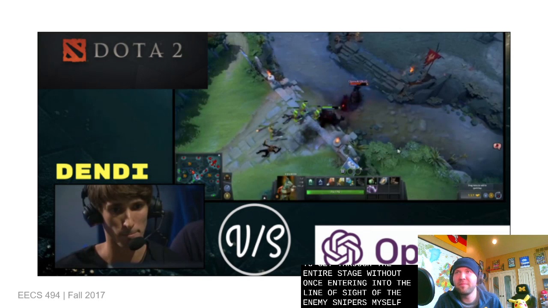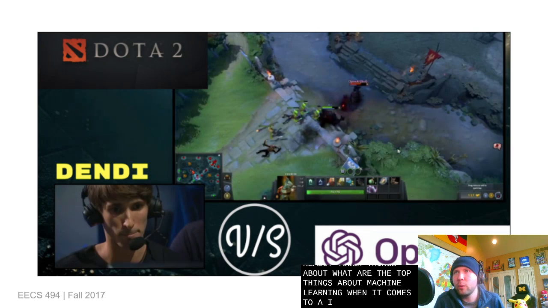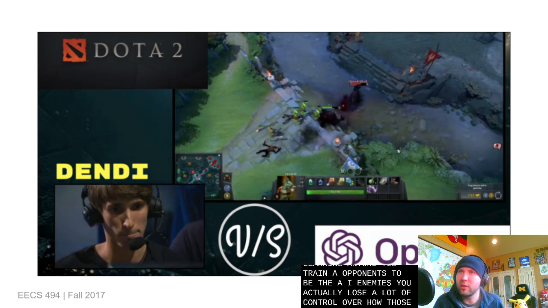So one of the really tough things about machine learning when it comes to AI, and we discovered this through the 499 game that did the humming bot that would chase you, is that when you use machine learning and train opponents to be the AI enemies, you actually lose a lot of control over how those opponents react.